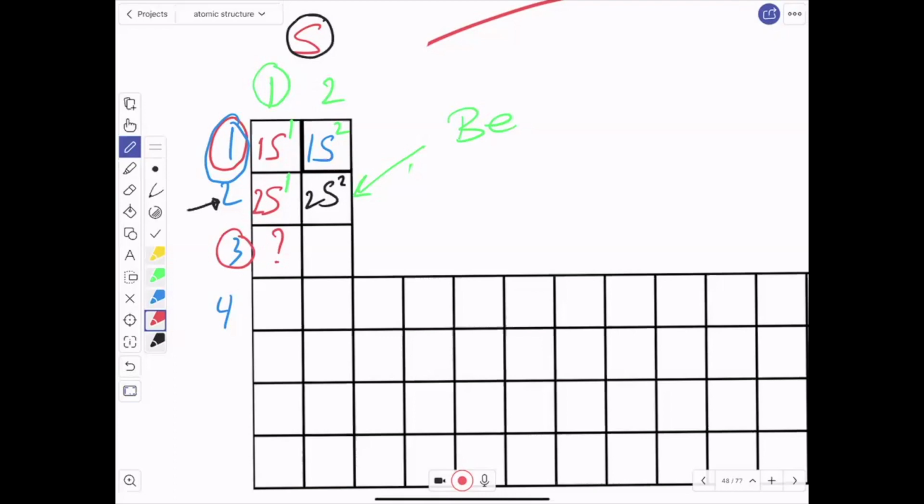3s1. So it is gonna be 3s1. Can someone else other than Amar try magnesium here? How do I write magnesium? 3s2. 3s2. Now, what if you've been asked to identify an element from the P block?